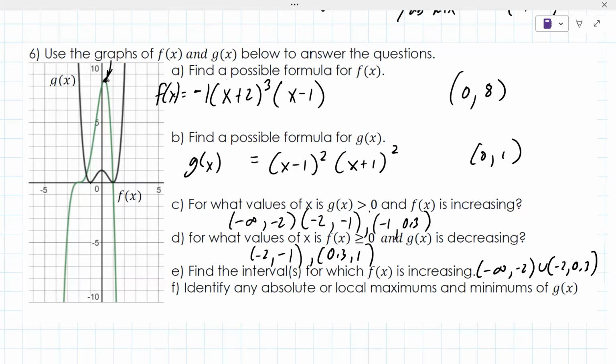So maxes, mins of g of x. So it looks like there's absolute min at -1 and 1, and then a relative max is at 0. That's the black graph there.